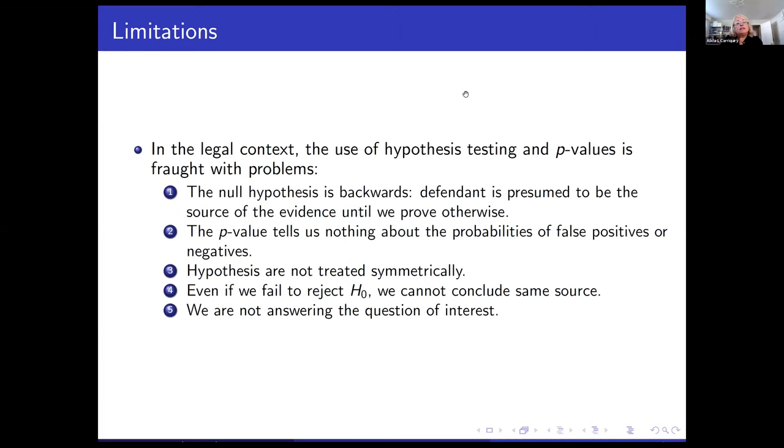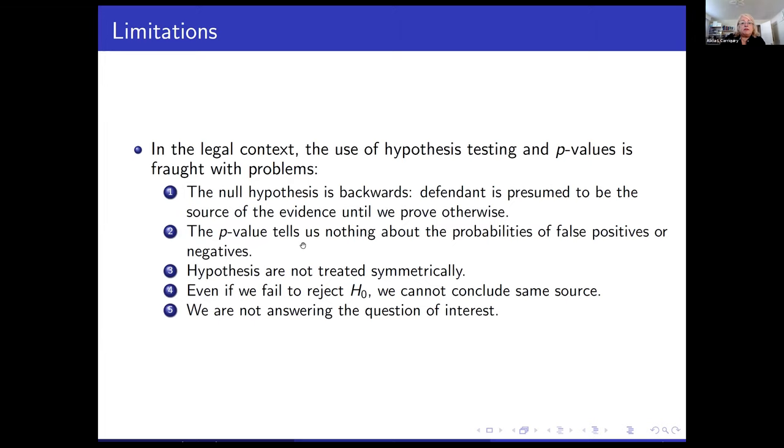So how many things can we say are wrong with this approach in the legal context? Okay, where to start? The use of hypothesis testing and p-values, the way I have described them in the legal context, is really fraught with issues. The first one is that the null hypothesis appears to be backwards. The null hypothesis establishes that the evidence at the crime scene and the evidence on the suspect match in some sense. They are indistinguishable, which in other words means the null hypothesis says that the defendant is presumed to be the source of the evidence until we prove otherwise. That's the number one problem. And I'll go over these one by one in a minute.